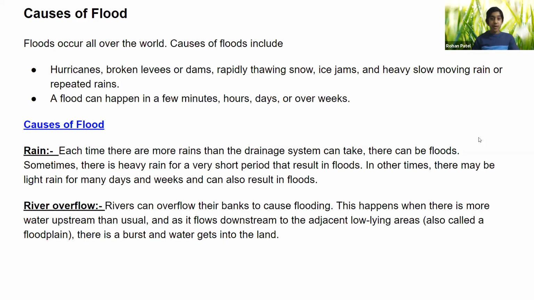The other type is river overflow. Rivers can overflow their banks to cause flooding. This happens when there is more upstream water than usual, and it flows downstream to the adjacent low-lying areas, also called a floodplain. There, it bursts and water gets onto land. Okay.